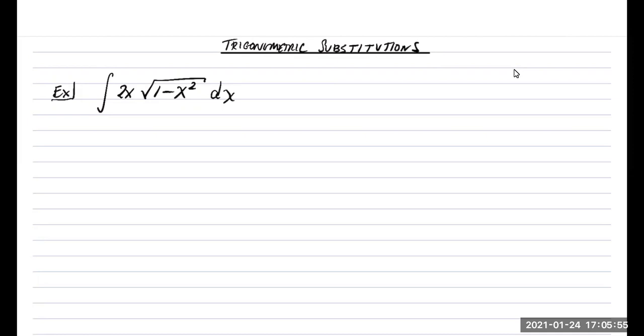What makes it work is the presence of the 2x out in front. In other words, the derivative of the inside is essentially on the outside, we're just off by a factor of -1. But what would happen if the x wasn't there? For example, see, now you don't have a chain rule anymore.